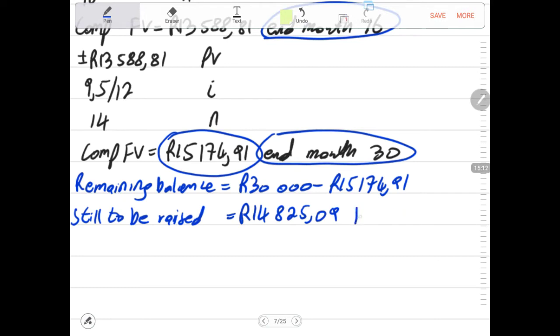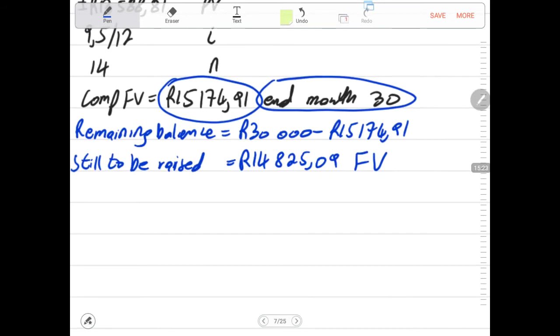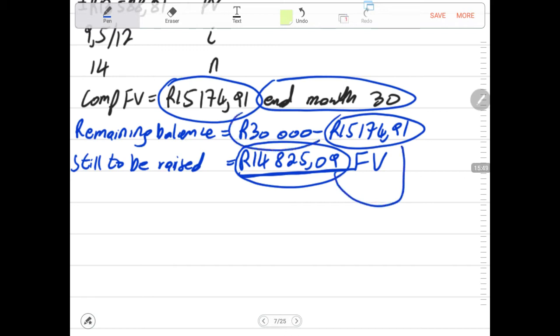So now that means the 14,825 is the future value, what we need in the future. Therefore, what must be invested presently, that is what we spoke about in the beginning, where we spoke about discounting the future value. In other words, we are discounting this amount. We say this is what we need in the future, but how much must we have at the end of month 20 so that it becomes 14,825 at the end of month 30. And the minute we have this amount, we add it to the 15,000 from the payments. It will be a total of 30,000 that we need at the end of month 30.